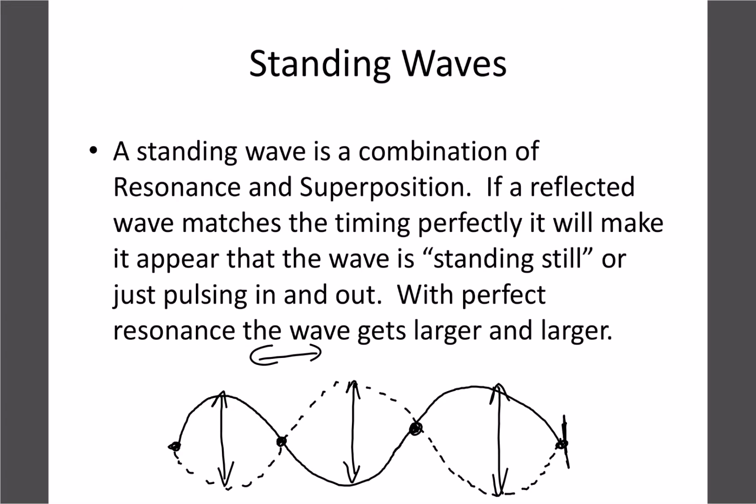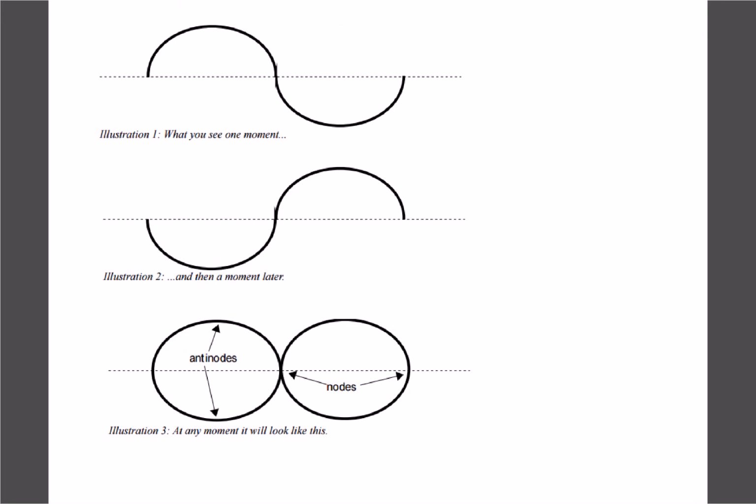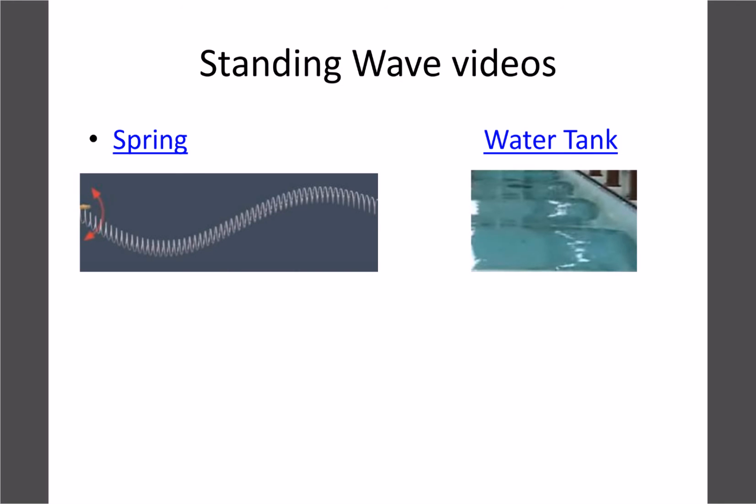That's what we call a standing wave. It looks like it's standing still, and it's just pulsing up and down. So I just sketched it out. Our antinodes, remember, is where the maximum or the constructive interference would be, and our nodes would be where the destructive interference is. And again, there are some videos here where we have water standing waves, and we also have them on things like a spring or rope. So you can check those out, and that's it for interference and standing waves.